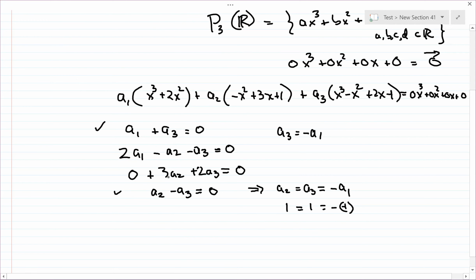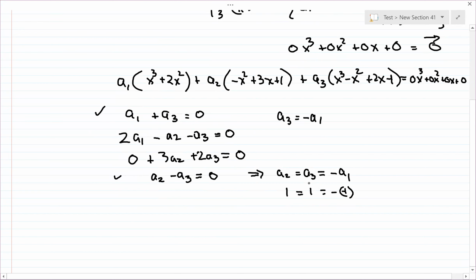3 times A2, so A2 is 1 plus 2 times A3. That won't work, will it? Okay, so maybe I was trying to do it too quickly. Let me make sure. 3 times this would be 3 plus 2 times that. That won't work. So let's back up.